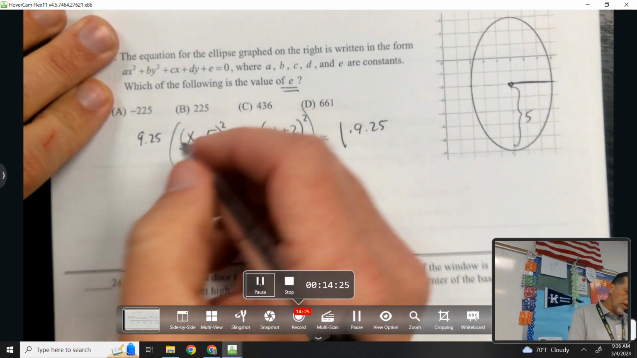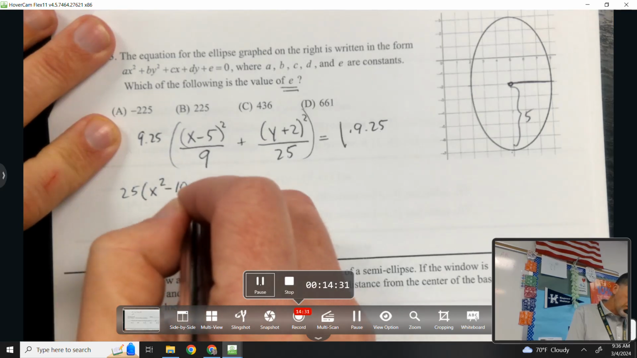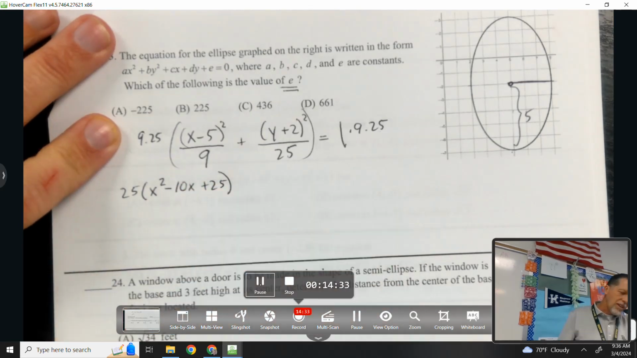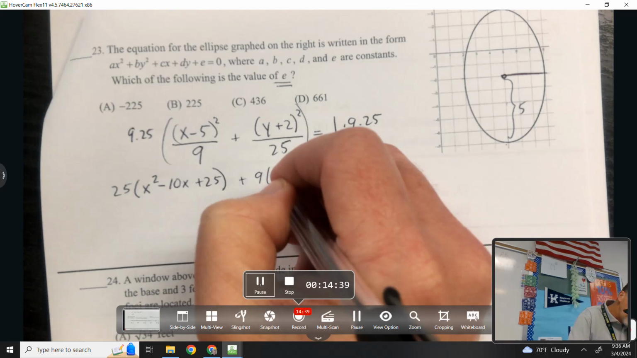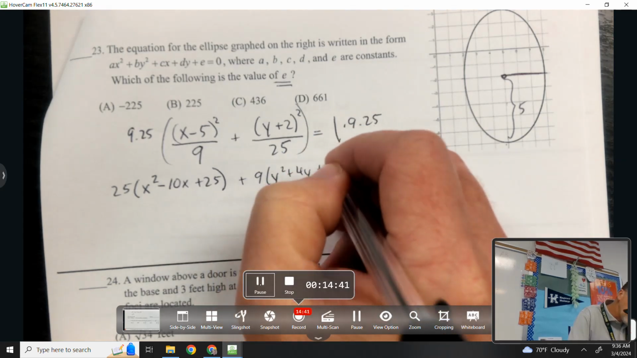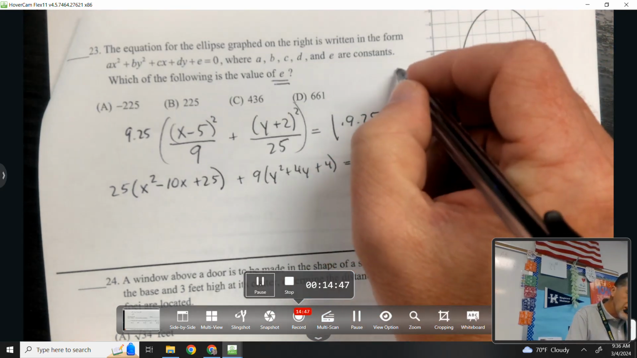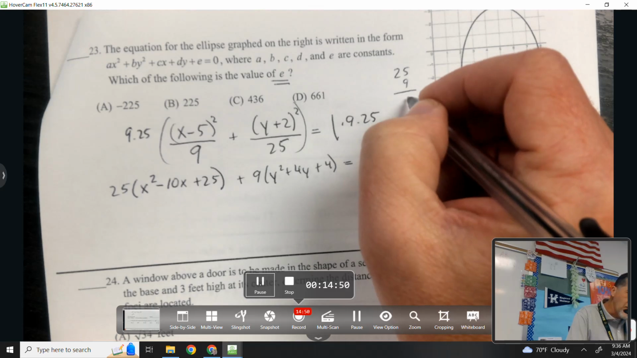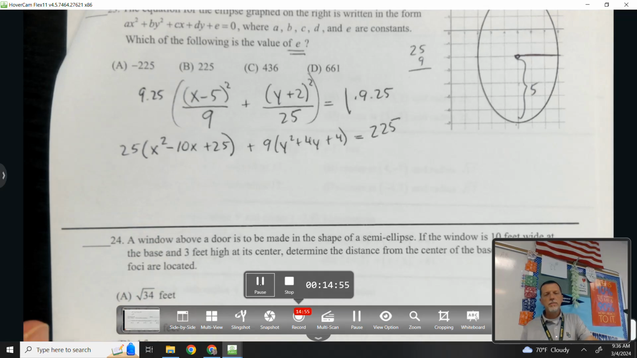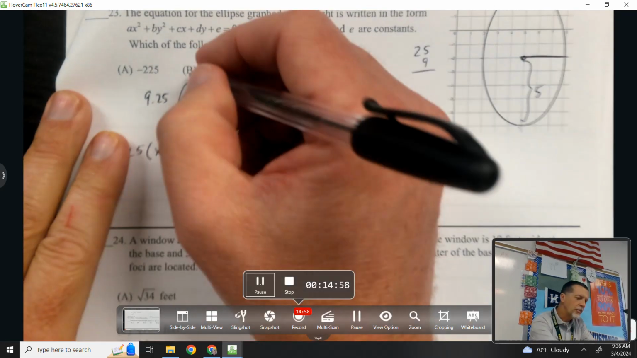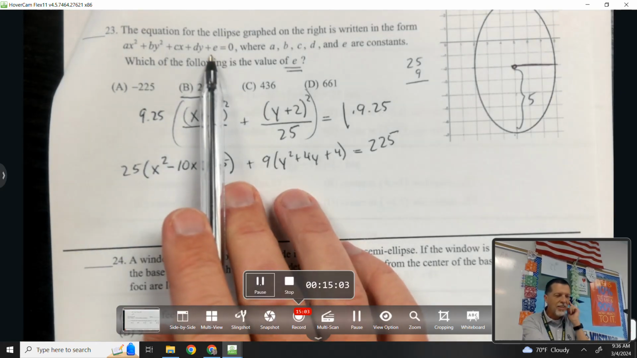So on the x stuff, the 9's cancel. 25 times x squared minus 10x plus 25. Oh, this is going to be ugly, especially without a calculator. 9 times y squared plus 4y plus 4. And then 25 times 9, if you need to come out to the side and figure that out, is 225. That's 225, but I don't think that's the right answer. We have to get everything on one side, and then the number by itself is e.